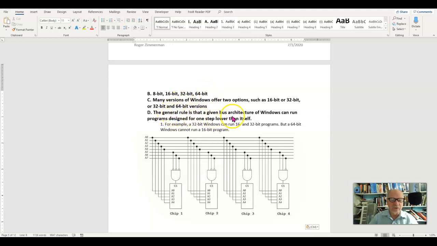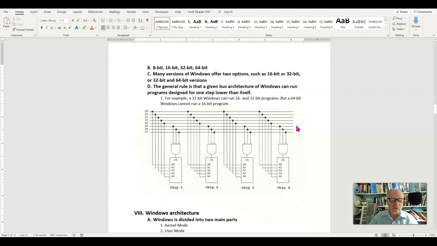So the general rule is that a given bus architecture of Windows can run programs designed for one step lower than itself. So an 8-bit computer, now these are physical, by the way, these are physical architecture. The 8-bit computer can run 8-bit programs. The 16-bit computer can run 16-bit programs or 8-bit programs. If it's a 32-bit computer, it can run 32 or 16. If it's a 64-bit, it can run 64-bit or 32-bit. So that's the general rule of thumb that we go by in what can they run.